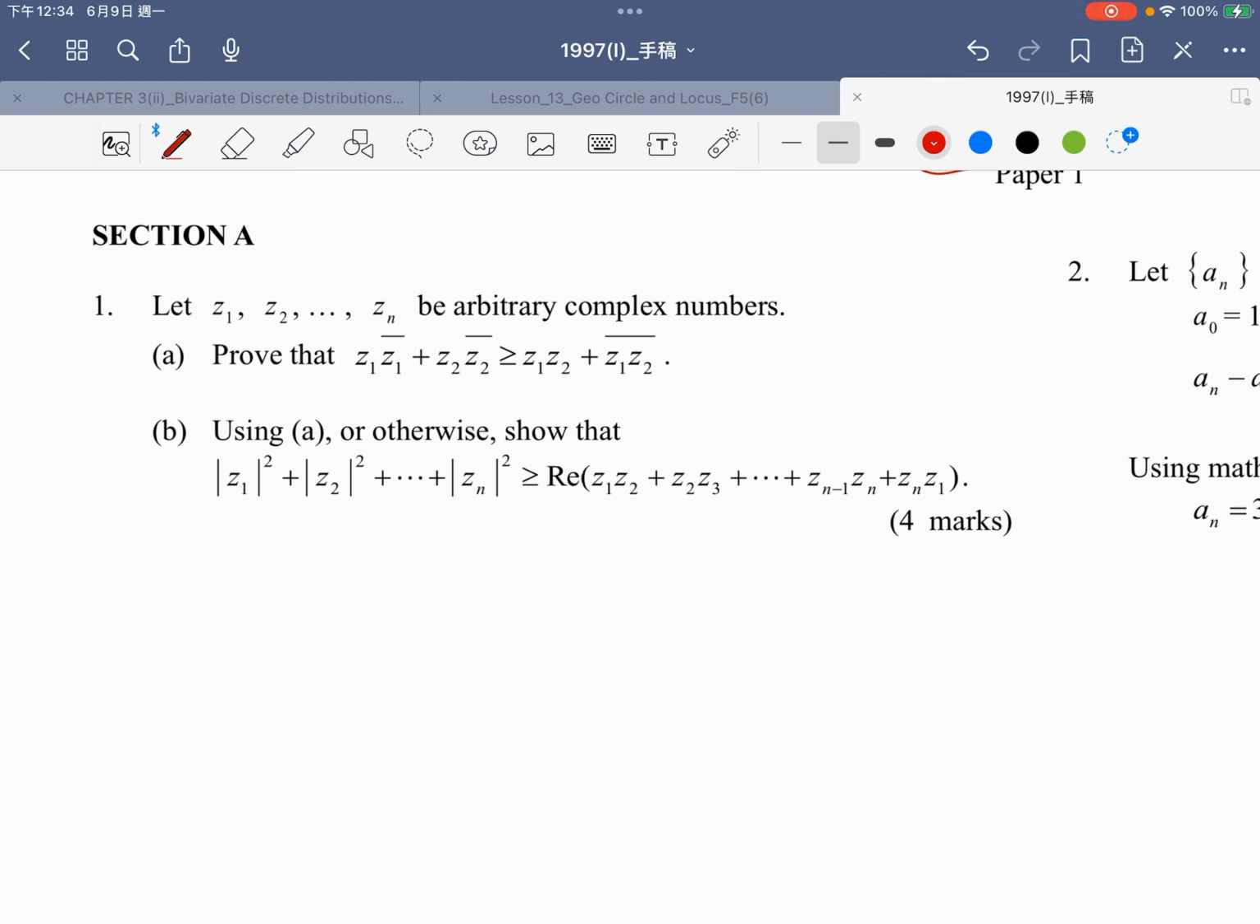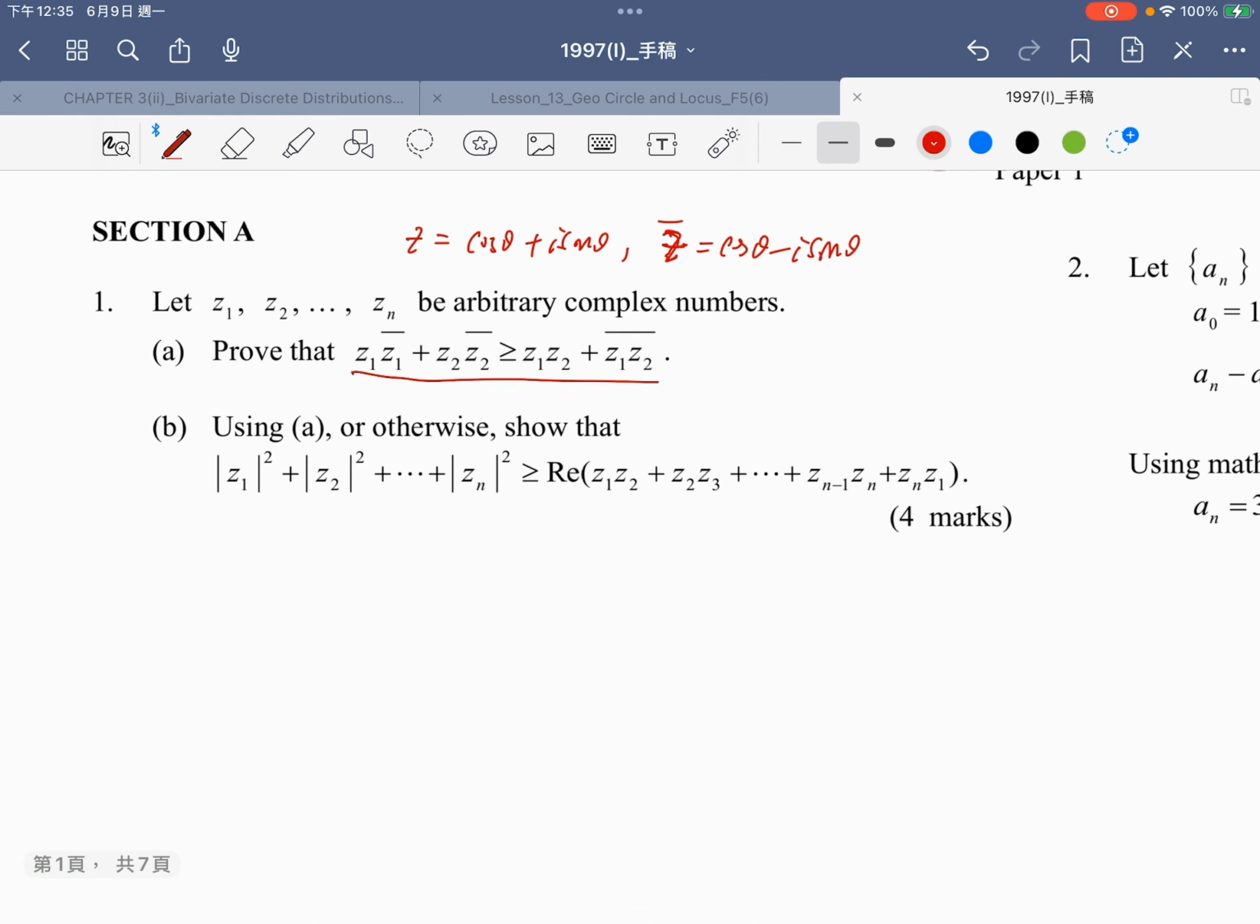Prove that the modulus squared of Z1 plus the modulus squared of Z2 is greater than or equal to Z1 times the conjugate of Z2 plus the conjugate of Z1 times Z2. And if Z is equal to cosine theta plus I sine theta, then the conjugate is equal to cosine theta minus I sine theta. That is the definition of conjugate.